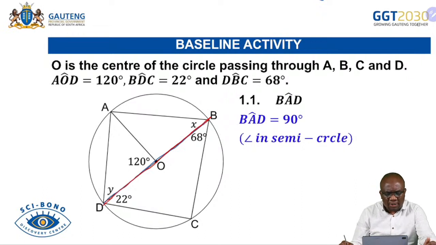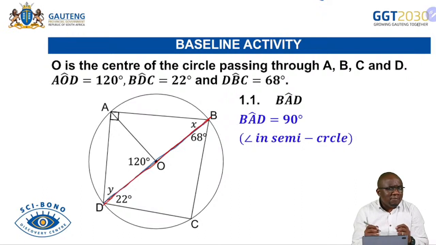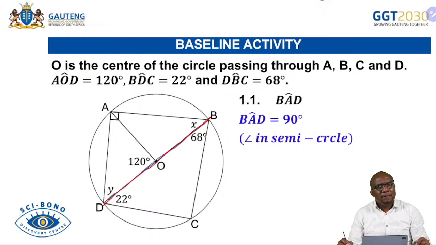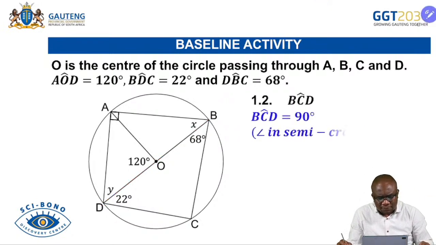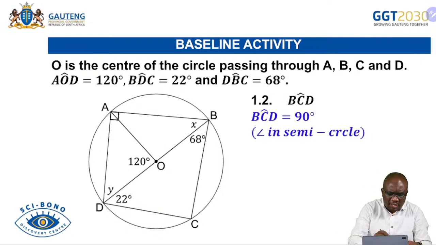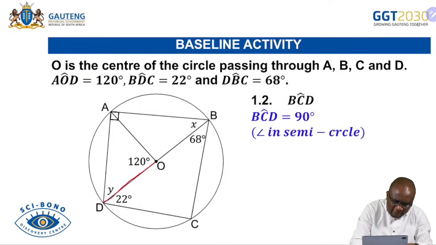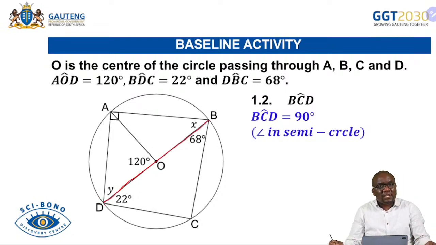Grade 12, let me emphasize this. Every time you're getting your answer, fill in the diagram, because the answer you're going to get, you will use it in the next question. Now angle BCD, again, is going to be 90 degrees because it is subtended by the diameter, angle in semicircle. So this one is also 90 degrees. Do you see that? Now we have the 90 degrees.